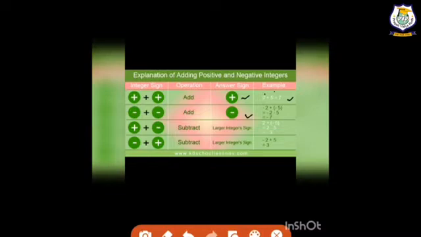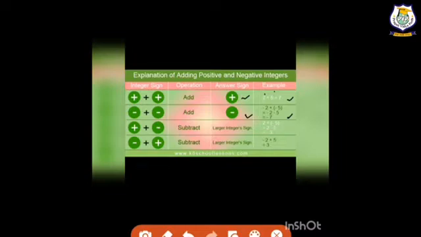In the second one, minus 2 plus minus 5. Here we have to do the addition. Minus 2 minus 5, 2 plus 5 is 7. Because both numbers have the minus sign, the answer also comes with the minus sign. Then the answer is minus 7.